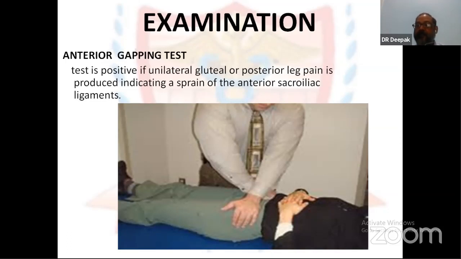When we press, the patient is supine. I am not explaining the full procedure; by looking at the picture, you can easily understand the anterior gapping test. With crossed hands, we force the anterior side of the pelvis, and if pain is there, it indicates anterior sacroiliac ligament involvement. We discussed the basic anatomy of the anterior sacroiliac ligament in the ligament section. So this is the anterior gapping test.